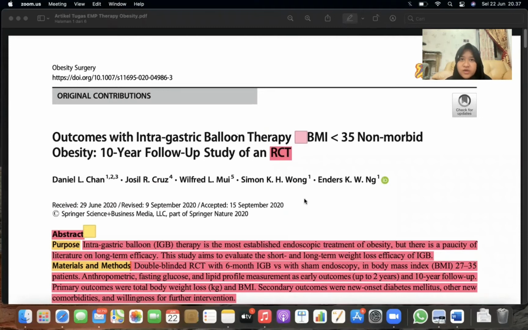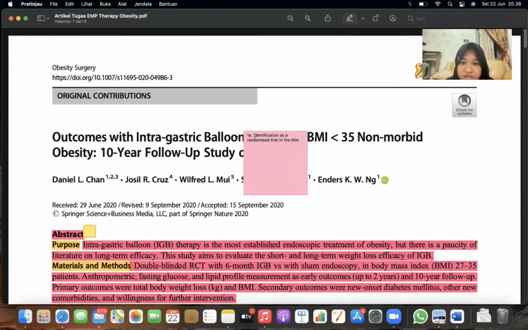So today I want to explain about the CONSORT 2010 checklist of information to include when reporting a randomized trial. The first is checklist number 1A, identification as a randomized trial in the title. The title is Outcome with Intragastric Balloon Therapy, BMI less than 35, non-morbid obesity, 10 years follow-up study of an RCT.